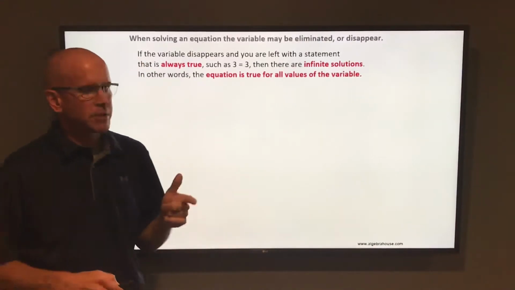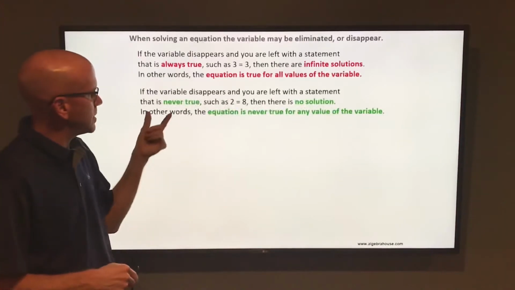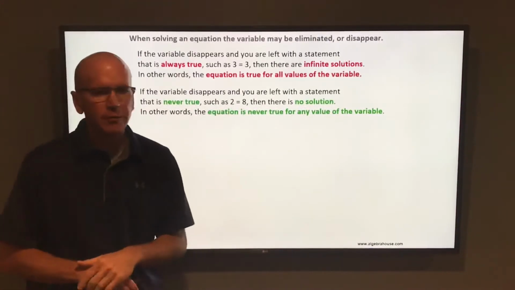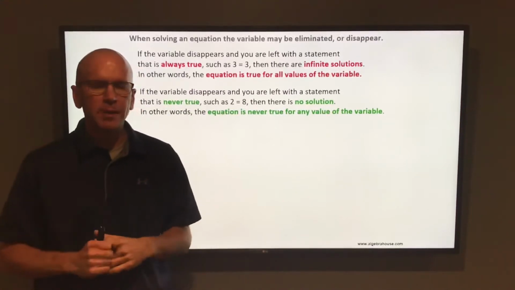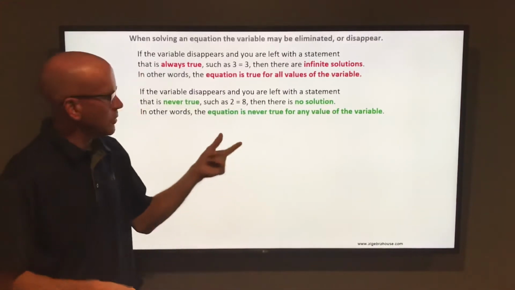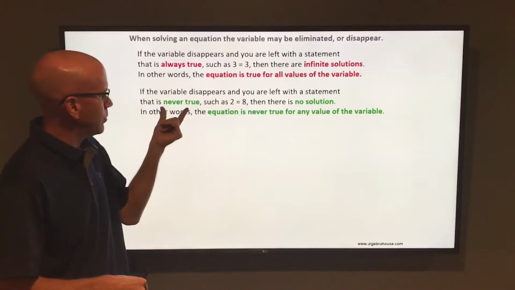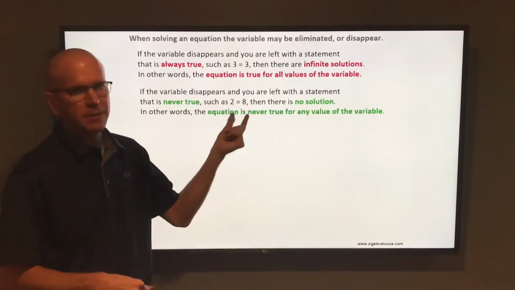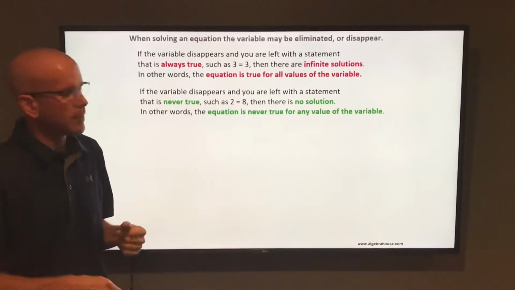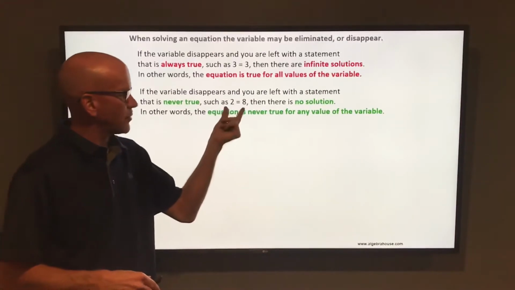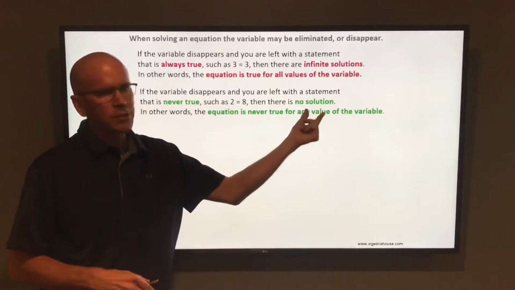The second situation is that you end up with a statement that's never true. So you're working through the equation again, doing all the steps correctly, and the variable disappears, and you're left with a statement that is never true. For example, 2 equals 8, or 5 equals 6, or -3 equals 12. Those statements are never true. That means there is no solution.